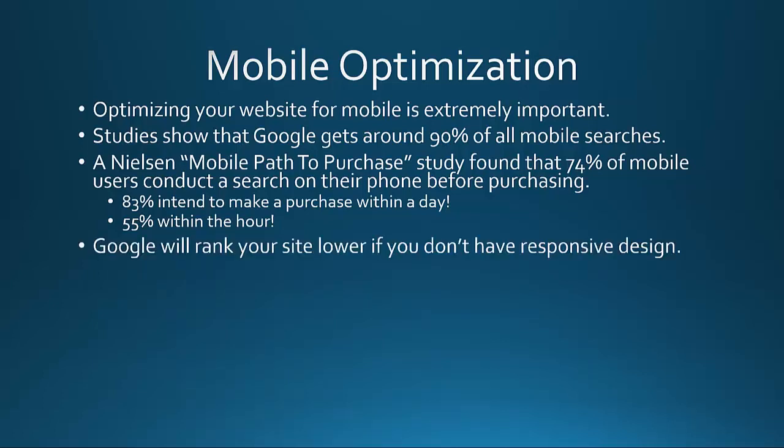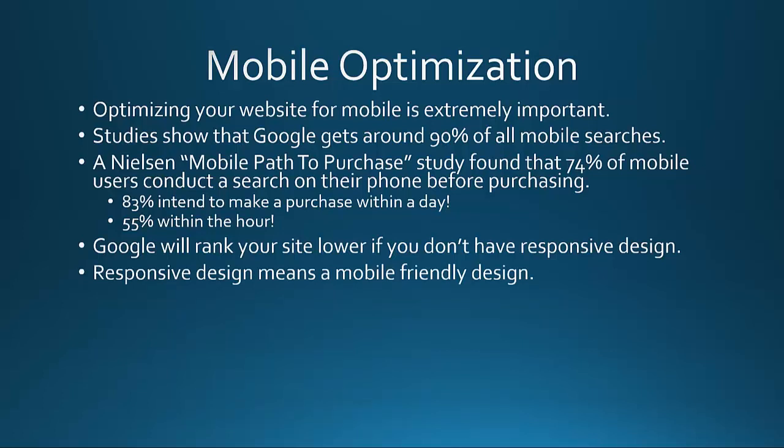Google will rank your site lower if you don't have responsive design. They actually will look into that as a factor. They will consider that because Google wants the best experience possible for their visitors. They know that 90% of all mobile searches across all the search engines run through them as well, so they put a lot of weight on it. Responsive design means a mobile friendly design. That's kind of the big phrase that you're going to hear passed around. It's called responsive design, and that means mobile friendly design.